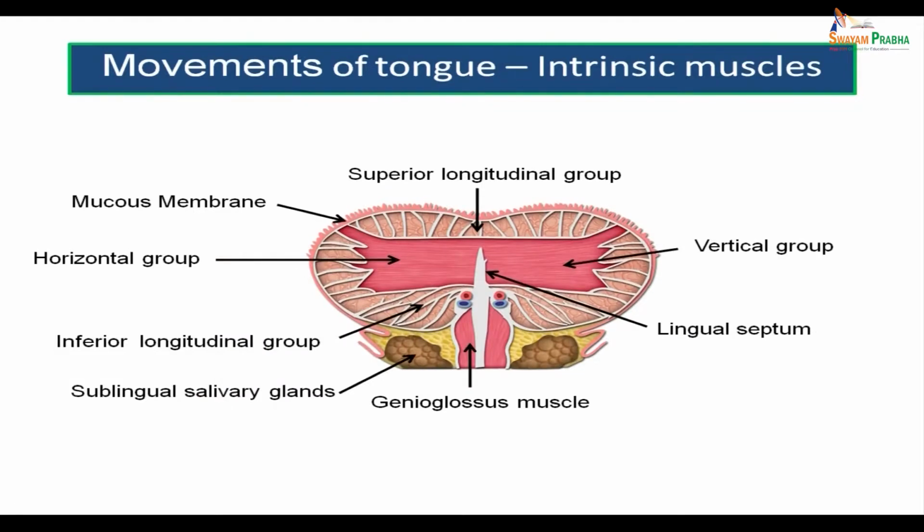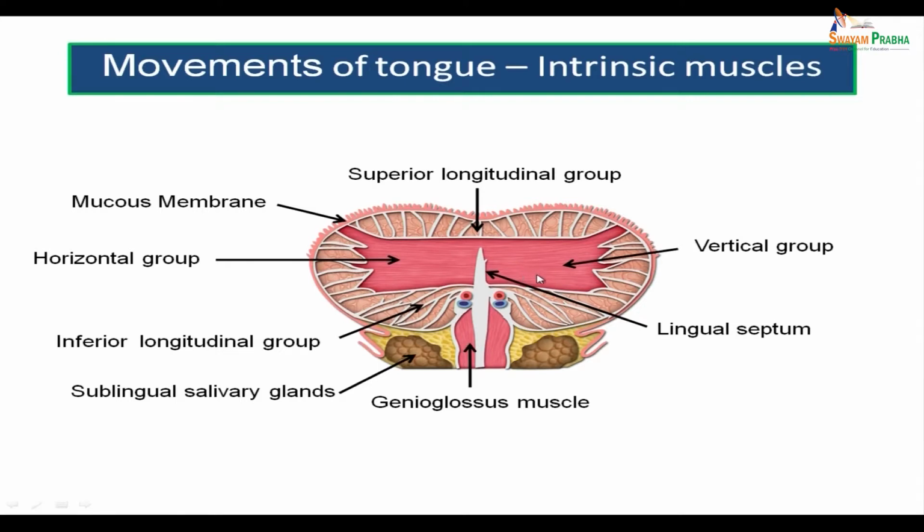Now we come to the intrinsic group of muscles. The intrinsic group of muscles, as we just now discussed, include the superior longitudinal group, the inferior longitudinal group, the horizontal group and the vertical group. In this picture, you see the superior longitudinal group running along the upper surface of the tongue, the inferior longitudinal group running along the inferior surface of the tongue, the horizontal group extending from the fibrous septum towards the side of the tongue, and the vertical group running vertically between the superior and the inferior longitudinal group of muscles.